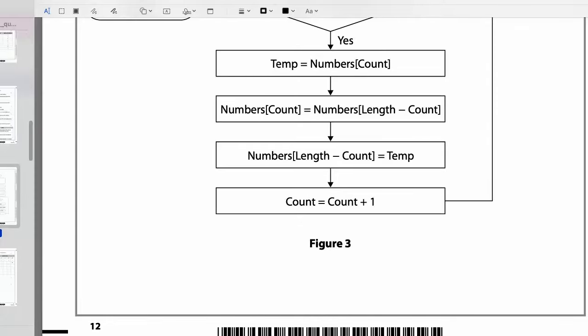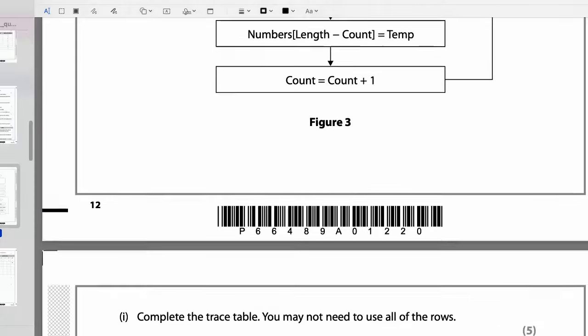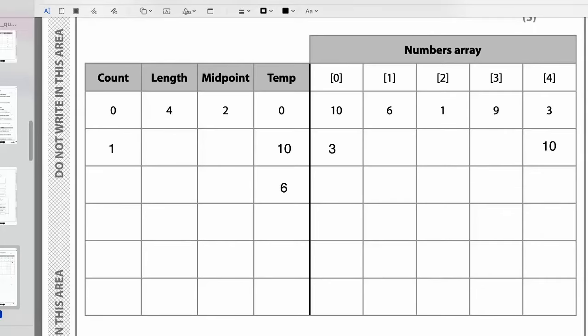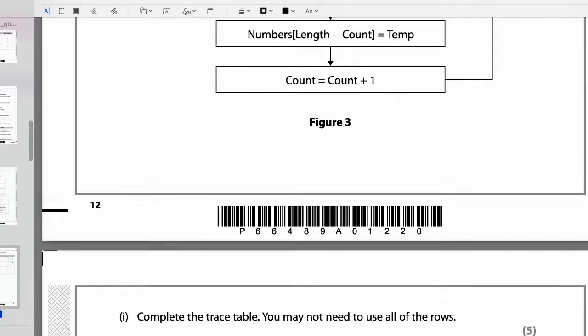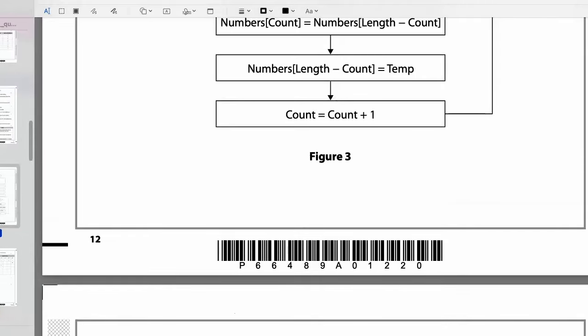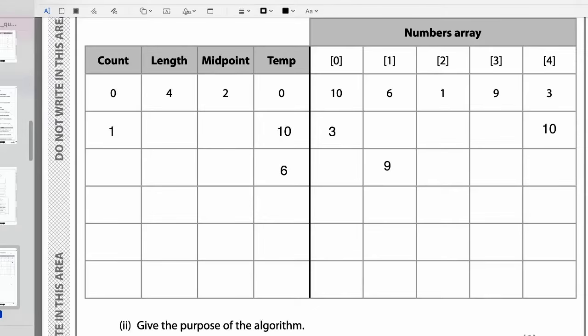Numbers count equals number length minus count. So length is 4, minus 1 is 3. So numbers count, okay, which is 1, is equal to what's in 3. So that is going to be a 9 that goes in there, okay? And I can guess the next bit, numbers length minus count becomes equal to temp. So temp is 6 and temp will go in element 3. So 6 will go in element 3.